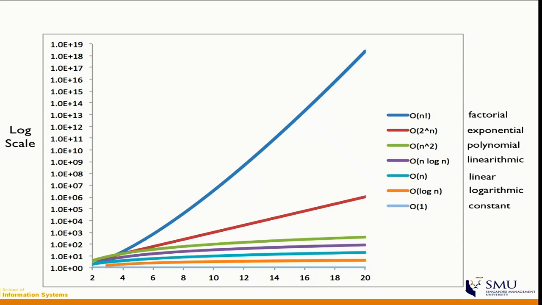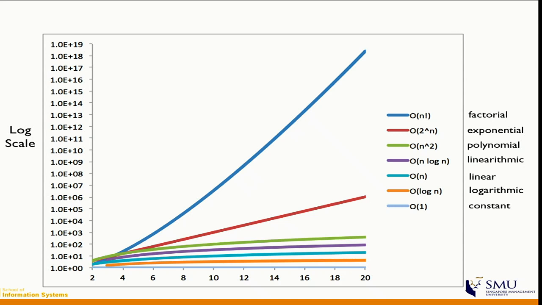Now, you need to bear in mind that these are actually log scale. Log scale means that every time you go up a notch, you multiply the number by 10. So this is 1, 10, 100, 1000, and so on. So this is factorial. Now, factorial is growing much faster than any of the other complexities. Exponential is also growing much faster compared to the rest. So these two, we consider them to be unsolvable.